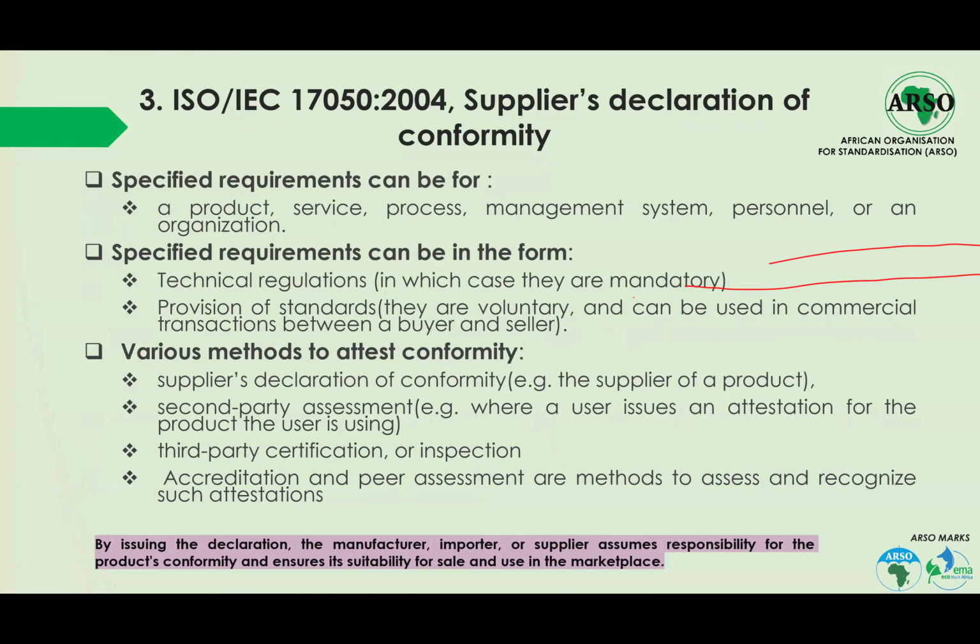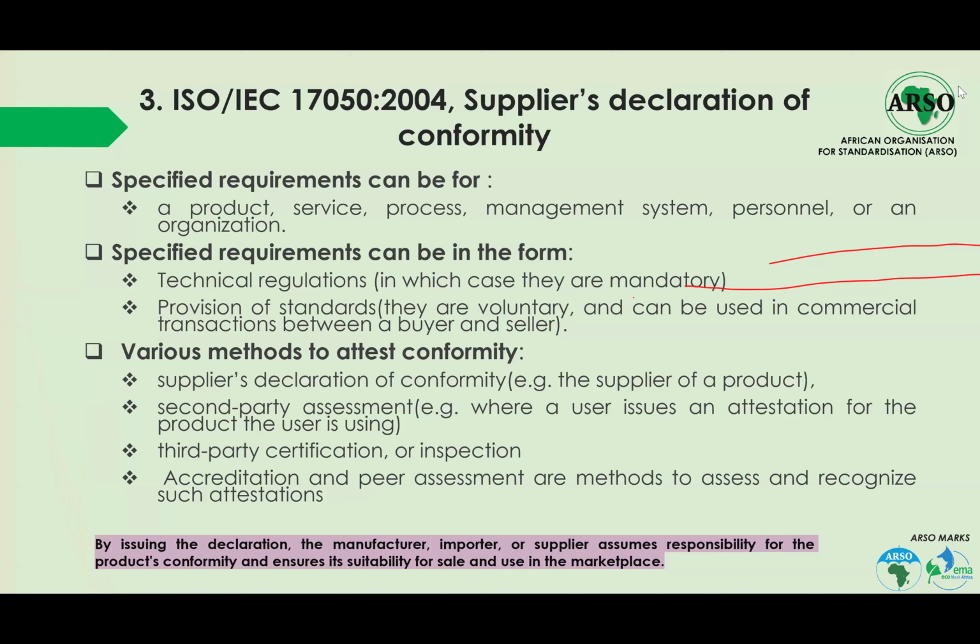It is used for products, services, processes, management, and personnel. It is applied to all those different scopes. It's used by verifying the technical requirements and standards. And there are different methods that someone can use to attest that you are conforming with those standards. There's one called supplier declaration of conformity. This is where you are self-assessing, or assessing yourself, on whether you are complying with the requirements of the standards.